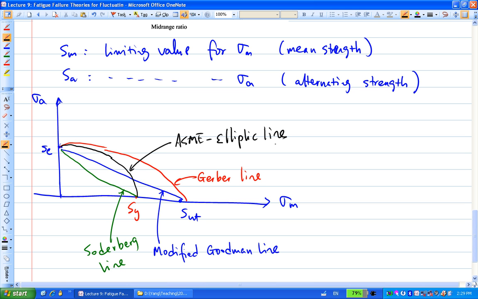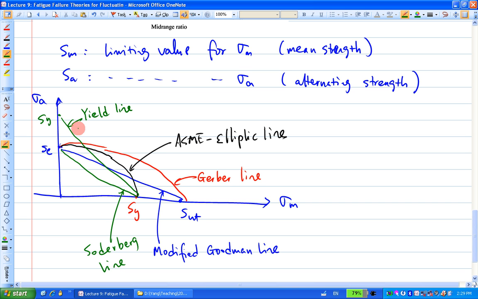The fifth one is a special one. The fifth one is the one guarding against first cycle yielding. So you pick this SY on the vertical axis, then you connect this SY and this SY together. This line here is called the yield line.